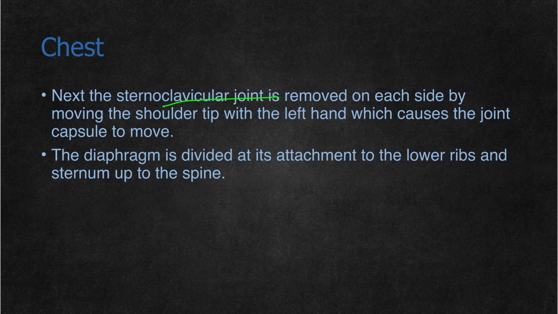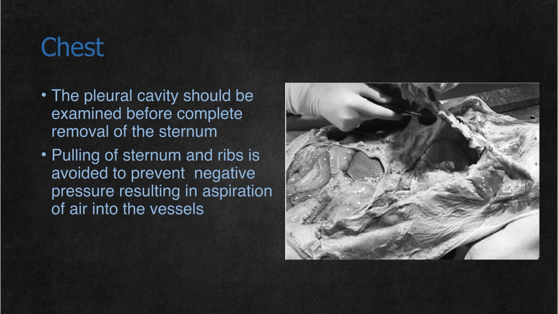Next, the sternoclavicular joint is disarticulated on each side by moving the shoulder tip with the left hand, which causes the joint capsule to move. So, to identify the sternoclavicular joint, the shoulder is moved, which shows the joint, and this is helpful to cut the joint. The diaphragm is divided at its attachment to the lower ribs and sternum, up to the spine.